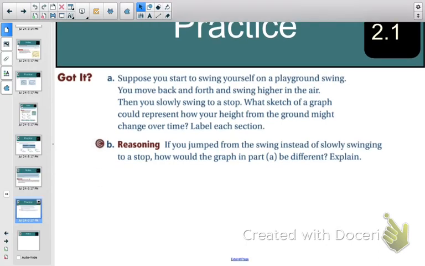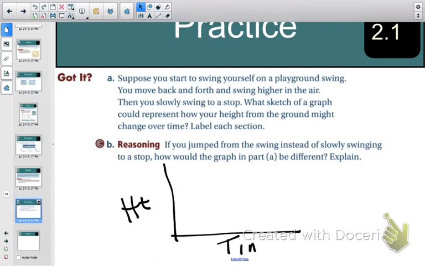Okay, so this one says, suppose you start to swing yourself on a playground swing, you move back and forth and swing higher in the air. Then you slowly swing to a stop. What sketch could represent how your height from the ground might change over time? So again, we have height compared to time. Height, time.